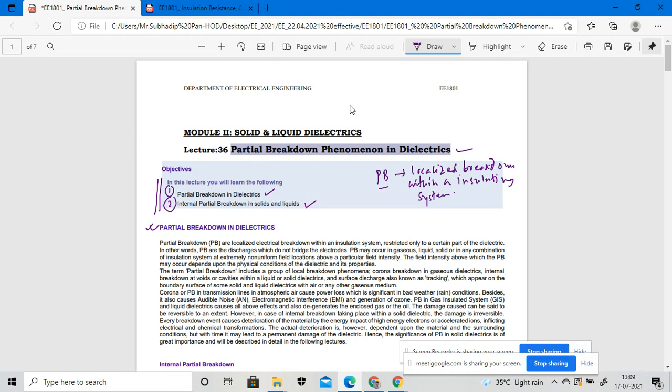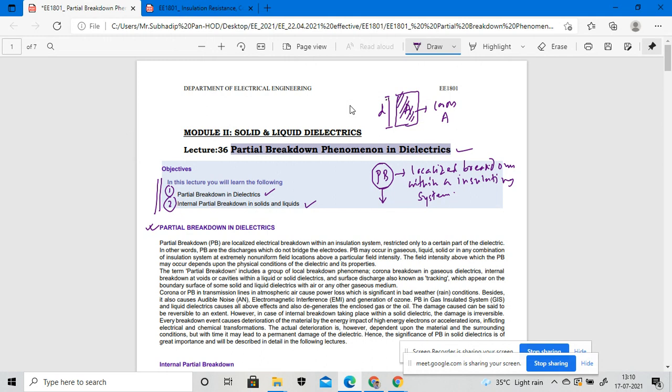That particular partial breakdown will be restricted only to a certain part of the dielectric, not the whole part. Suppose we are considering a dielectric having a cross-sectional area of A. This partial breakdown will occur over a distance d.